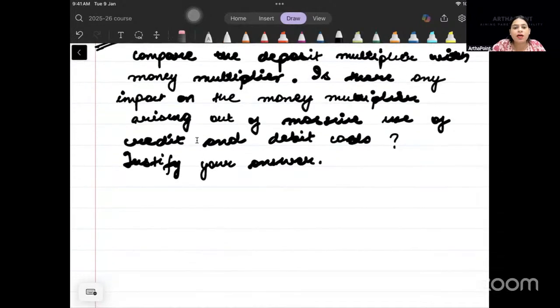ठीक है। Compare the deposit multiplier with money multiplier. Is there any impact on the money multiplier arising out of the massive use of credit and debit cards? Justify your answer. Try to do this yourself, beta. Give it a try, everyone.